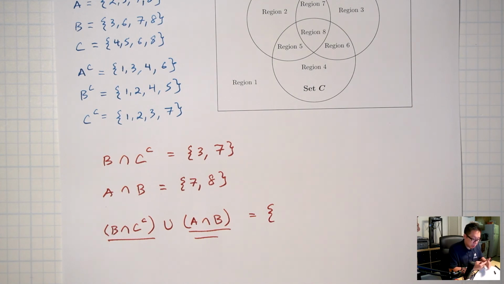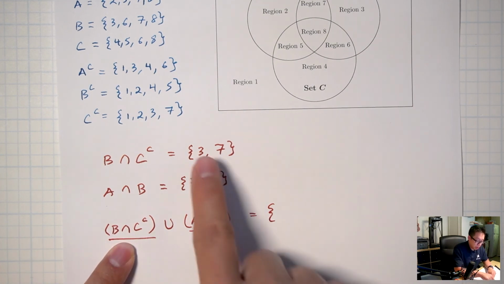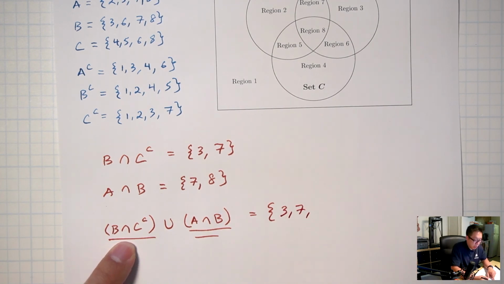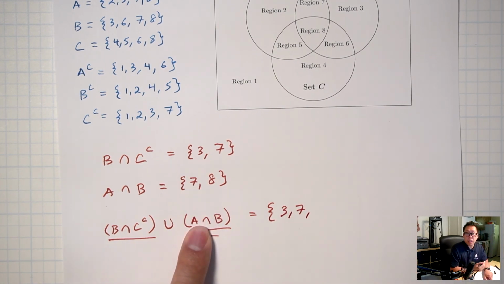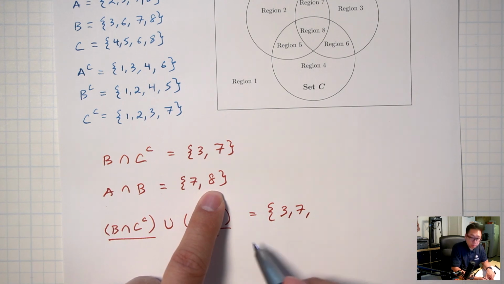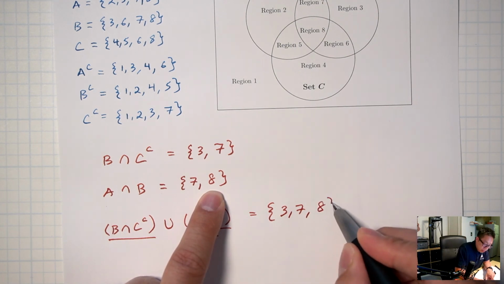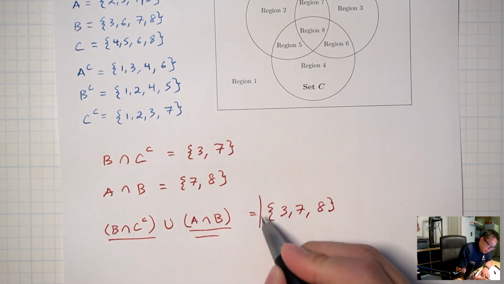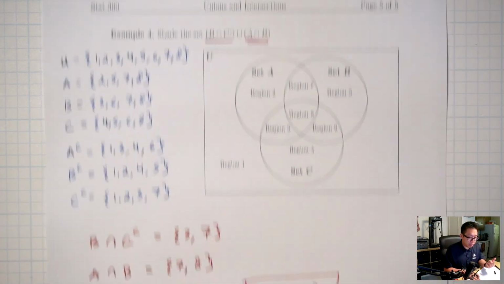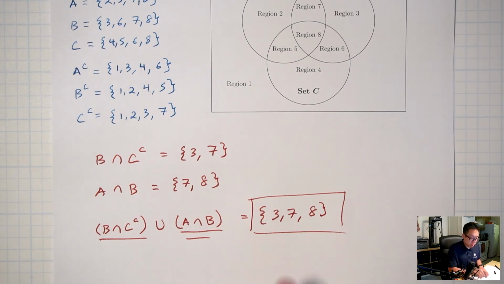So the way I do unions is I'm going to start with the first set, write it out as is, and then go to my second set and then add on anything that's new. 7 I already have, so I'm not going to write that 7 again. And then 8, 8's new, we'll add on 8. Okay, and that's our final answer. So once again, it says shade, but you don't have to shade. So this is just 3, 7, 8.